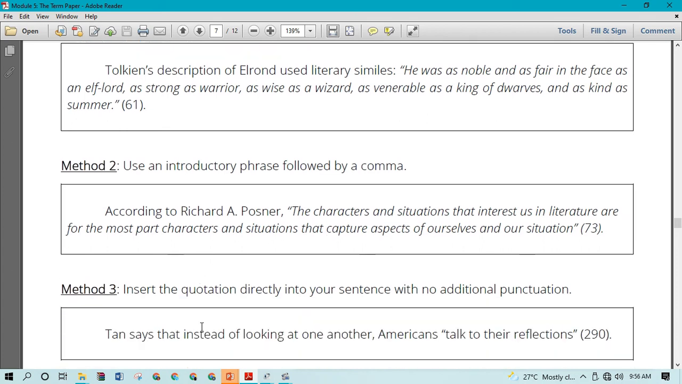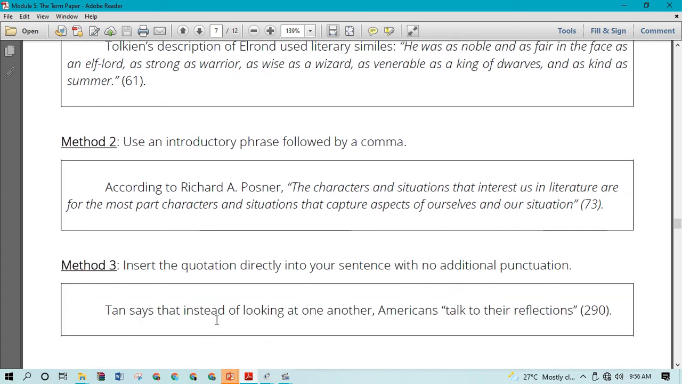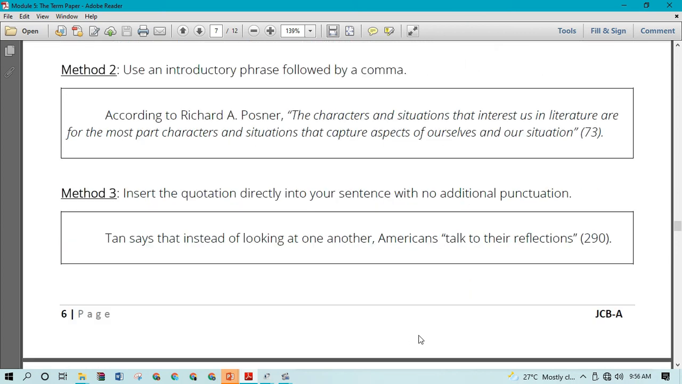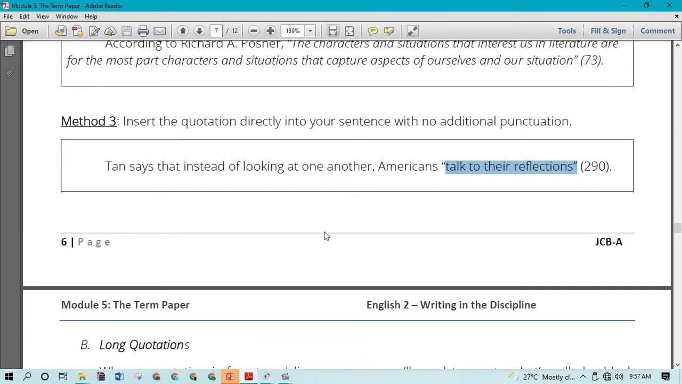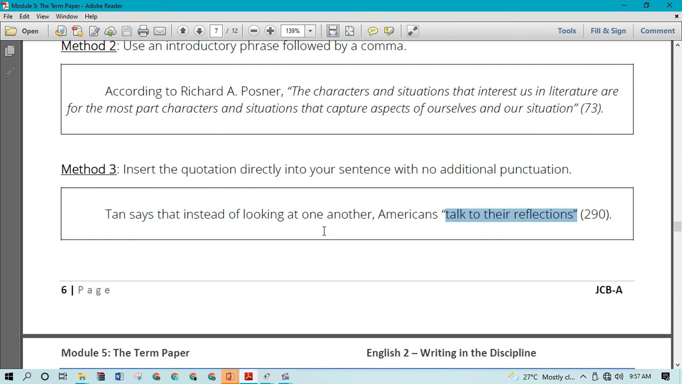In method 3, insert the quotation directly into your sentence with no additional punctuation. So, Dan says that instead of looking at one another, Americans talk to their reflections. So yung quotation dyan means yan yung sinabi ng author, the exact words na sinabi niya. If it is not exact, kung i-paraphrase mo siya, then it's not a direct quotation.